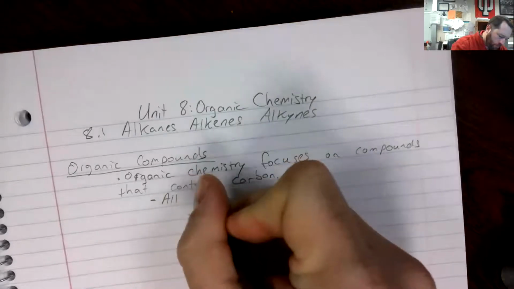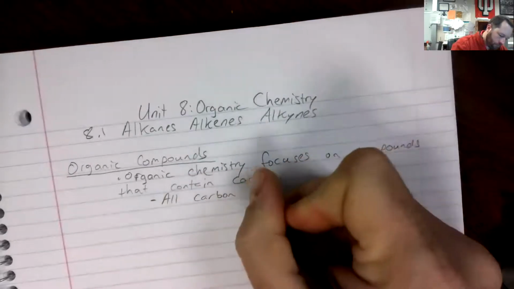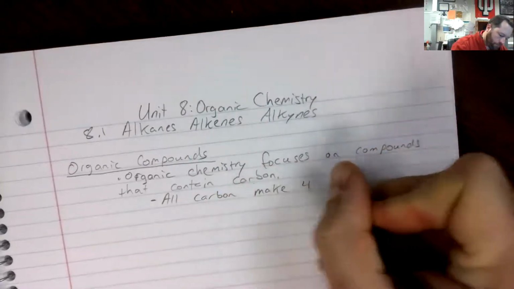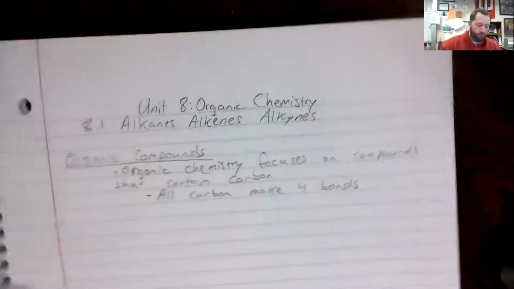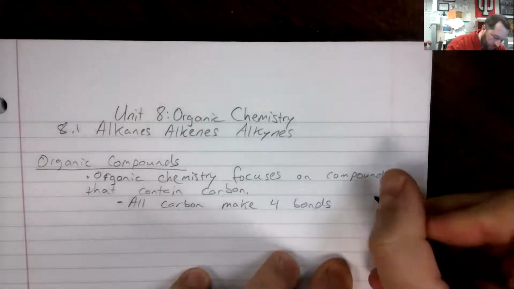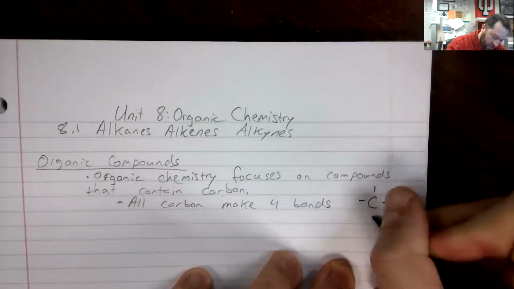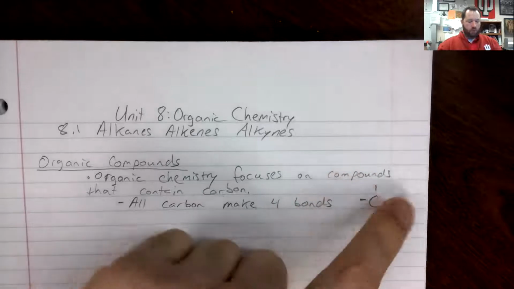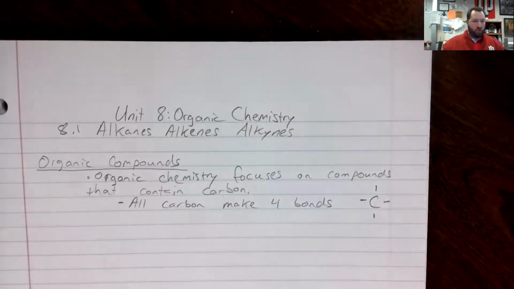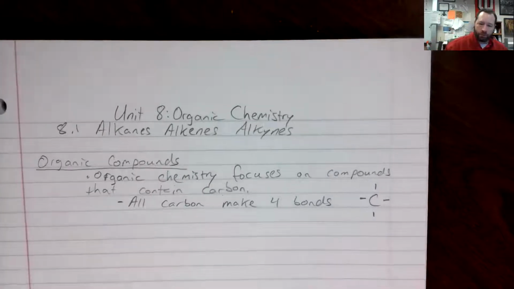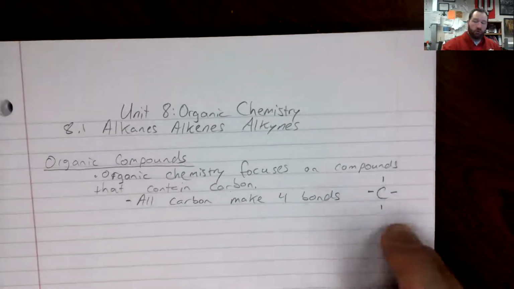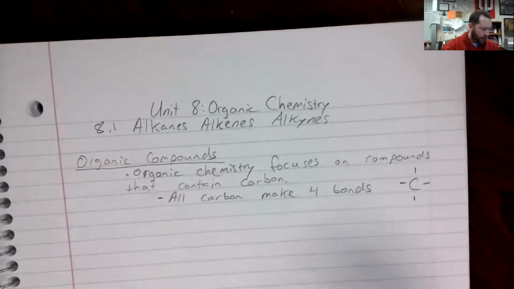All carbon atoms make 4 bonds. No more, no less. So always make sure, you're drawing a lot of C's this unit, always make sure that they have 4 bonds. A point off if you give them 5. It's a point off if you only give them 3. So always make sure that you're getting 4 bonds on all of your carbon atoms.